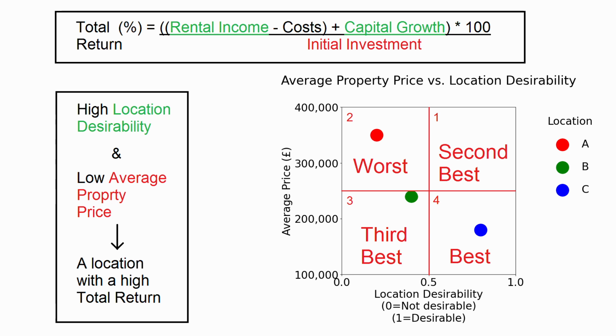If we plot property price against location desirability on a scatter graph, the areas towards the bottom right corner represent areas which have the average low property prices but a high location desirability. Therefore, it is these areas which have the greatest potential to generate wealth over the long term.